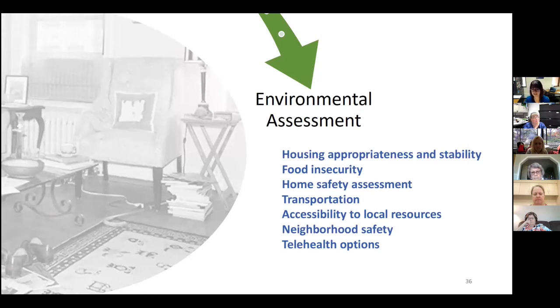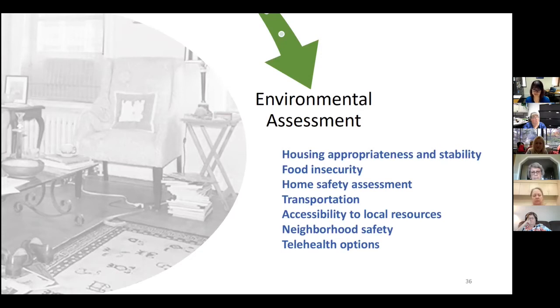Again, recognizing that people live very differently. So just because a house might be cluttered or might not be as tidy as I would choose to keep my home does not mean that it's not a safe or an appropriate home for an individual. You really have to dig in there and think through some of those things.